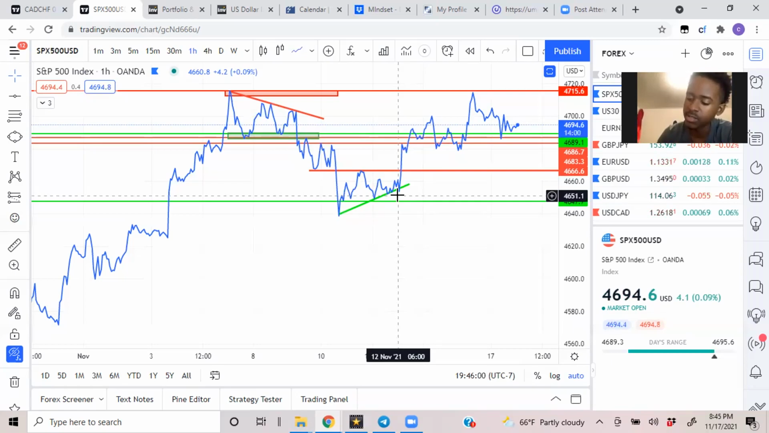So after 3 consecutive higher lows, the market could potentially buy up. And after 3 consecutive lower highs, the market could potentially sell down.